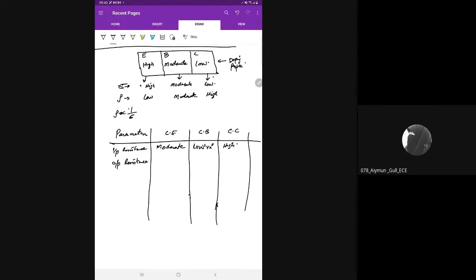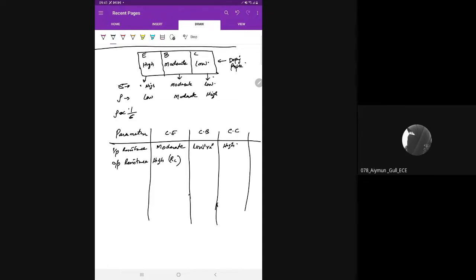Similarly, in common emitter, your output terminal is the collector. Then your output resistance will be high, because resistivity is high. So how much will the output resistance be? RC. Similarly, in common base, your output terminal is also the collector.